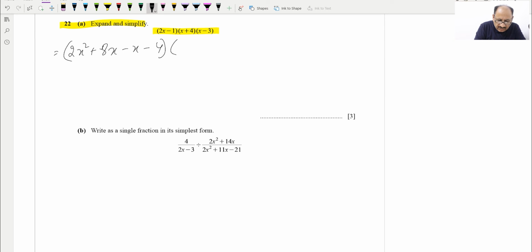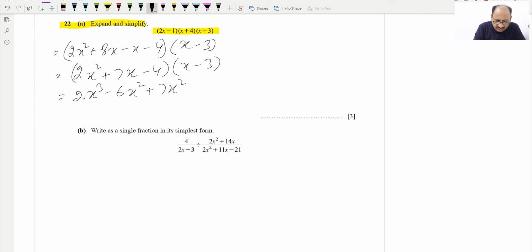This will be first, and the second last one will be x minus 3, and we can rewrite it as 2x square plus 8x minus x will be 7x minus 4, and further we can multiply again. 2x square into x will be 2x cube, 2x square into minus 3 will be minus 6x square, and 7x into x will be plus 7x square, 7x into minus 3 will be minus 21x, and minus 4 into x will be minus 4x, and minus 4 into minus 3 will be plus 12.